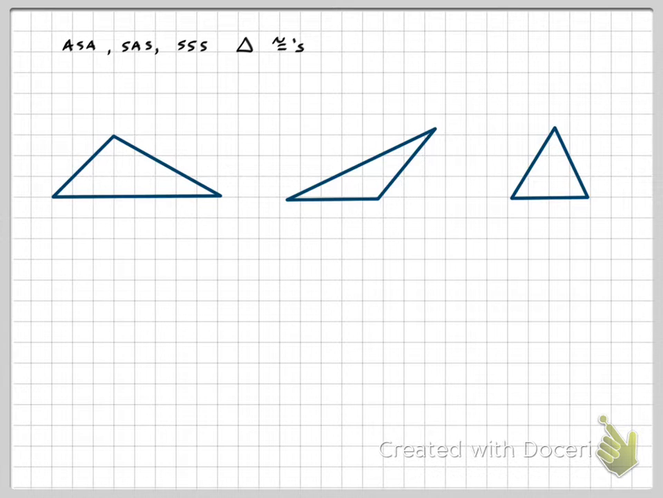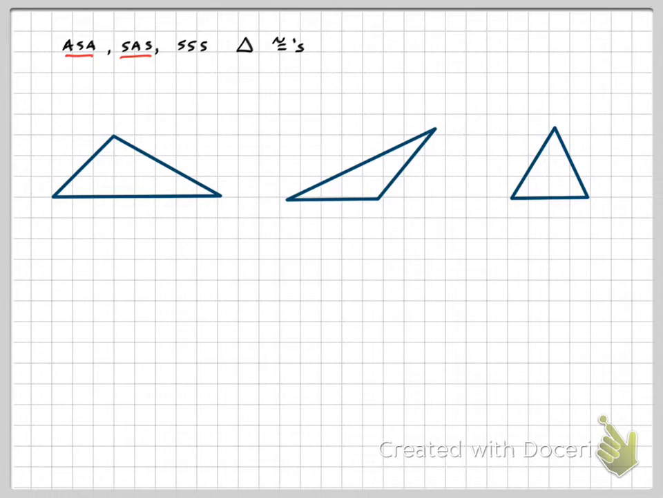What those stand for is that A stands for angle and S stands for side. Now, notice that in ASA, the S is sandwiched between the two A's. We call that included. So S is included between the two angles. But in SAS, the A is included. It's sandwiched between the two sides. So part of being successful with triangle congruence is learning how to read a triangle.